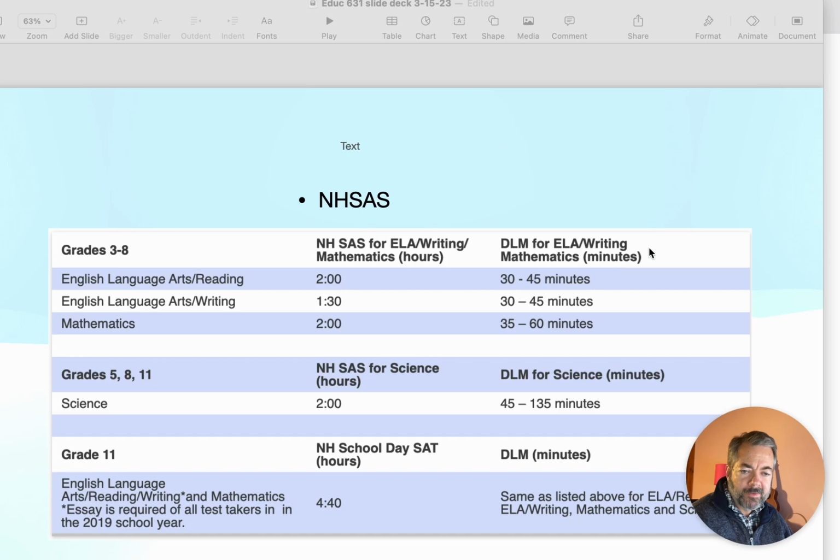And then DLM, that would be if you were taking the special competency-based test for that, so we don't have to worry about that. This here, grades 5, 8, and 11, is for science only. If you happen to be in 8th grade, you take science, ELA for reading and writing, as well as math. And then grade 11, English language arts, reading, writing, and all math required of all test takers. They actually take the SAT. So the SAT has become the grade 11 test, and that's how that works.